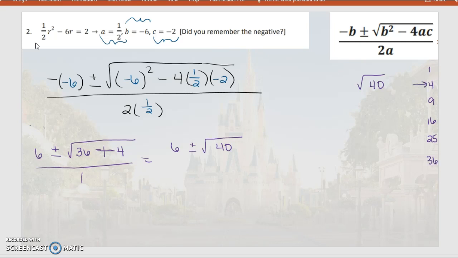I know that 4 goes into it. So this can be the square root of 4 times the square root of 10. Well, square root of 4 can be simplified right down to 2. So I can actually write this as 6 plus or minus 2 square root 10. All I did was convert that square root 40. You might not remember how to do this. This might be a long time coming. We haven't done radicals in a very long time. Probably, pretty sure it was like 100 years ago. Just kidding, it was a couple months ago.